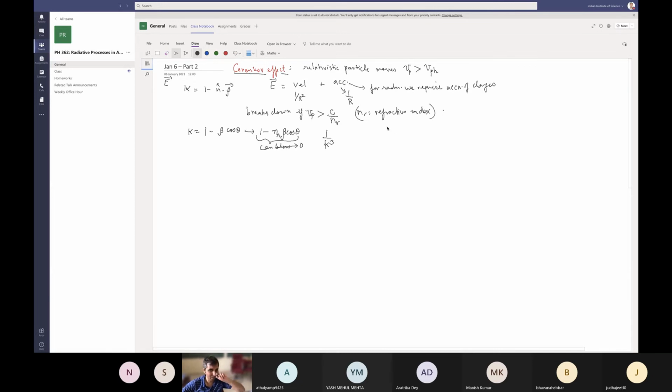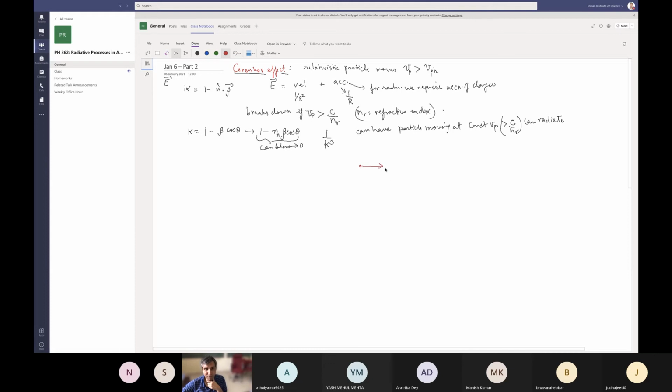I'm actually not doing the mathematical derivation at all, but what I am telling you are the physical properties of this Cherenkov radiation. It's because of the blowing up of these 1 by kappa cube terms that you can have a particle moving at constant velocity, which is greater than c by nr, that can radiate.